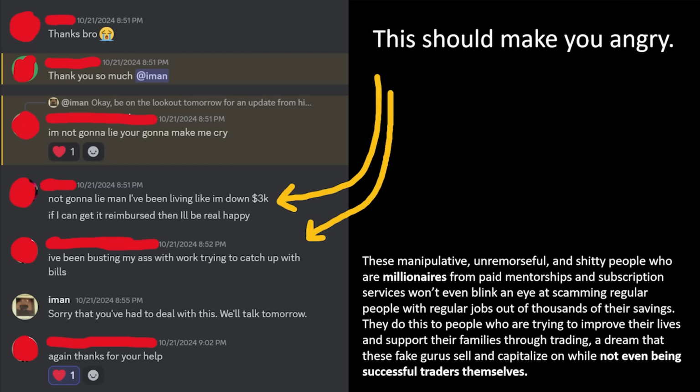Well, this should make you angry. A fake guru who uses a sim account to pretend to make money scams regular people with regular jobs out of their savings to sell them a dream. This is the most fraudulent industry in the world, and it's completely dominated by unremorseful and terrible people who can't even trade. That's why they use sim accounts, and even then we saw that the expectancy meant it was a loss of $200,000. Even on a sim account, he can't do the thing he's charging people money to learn how to do.